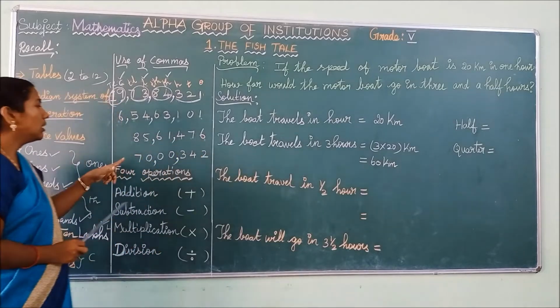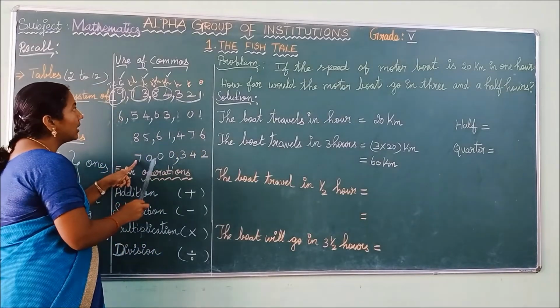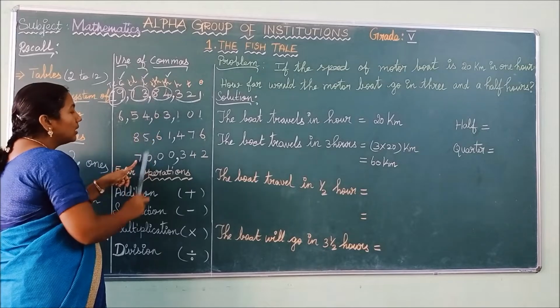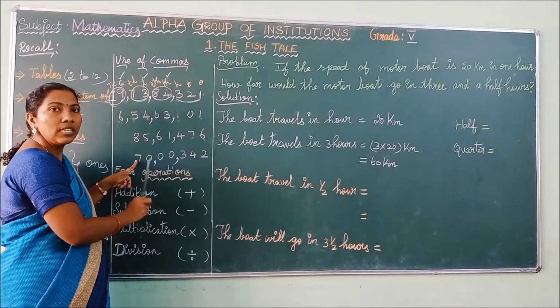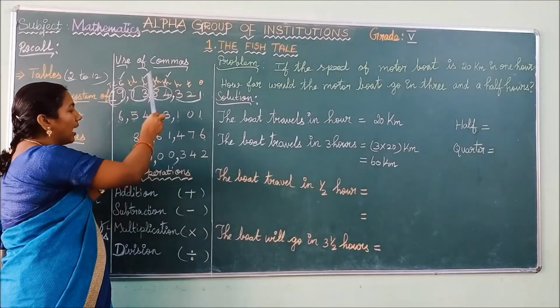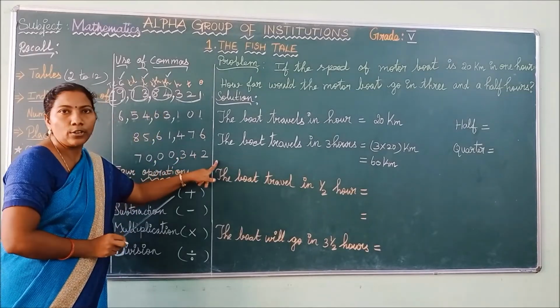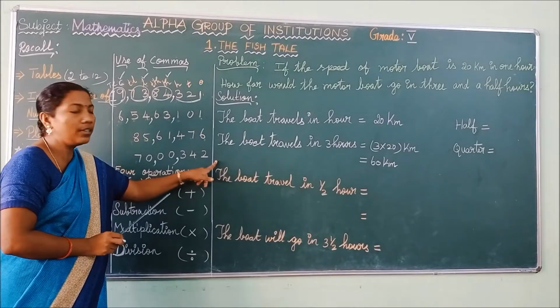61,476. Good. See the next one. 70. What is the place value here? Lakhs. 70 lakhs. Here we have 0, so you don't say the number. So 70 lakhs 342. Do you understand, children? How can I read this?